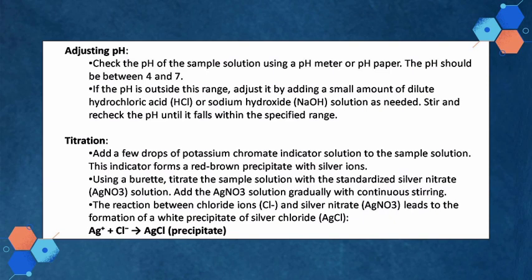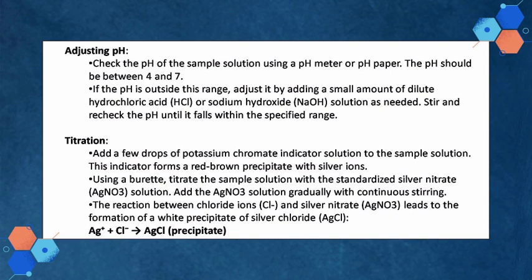Titration. Add a few drops of potassium chromate indicator solution to the sample solution. This indicator forms a red-brown precipitate with silver ions. Using a burette, titrate the sample solution with the standardized silver nitrate, AgNO3, solution. Add the AgNO3 solution gradually with continuous stirring.